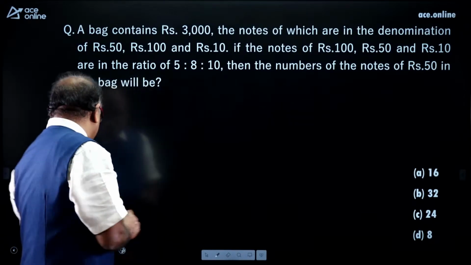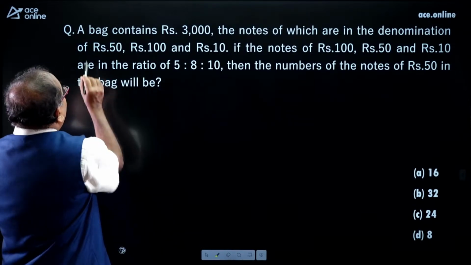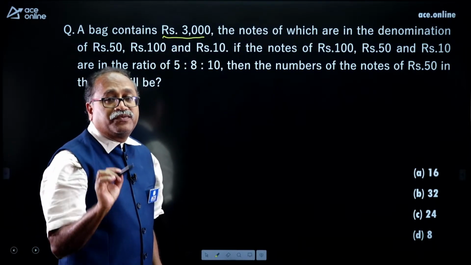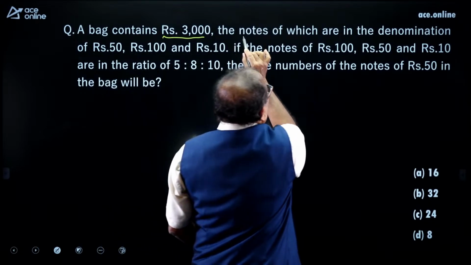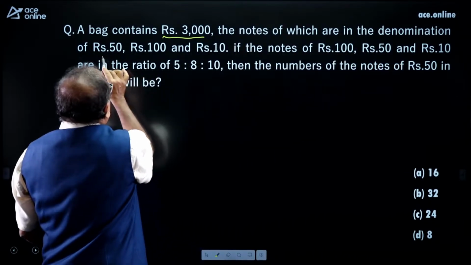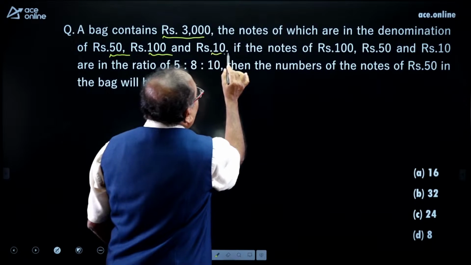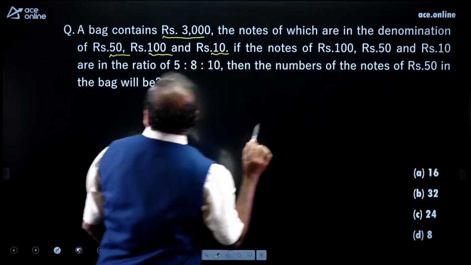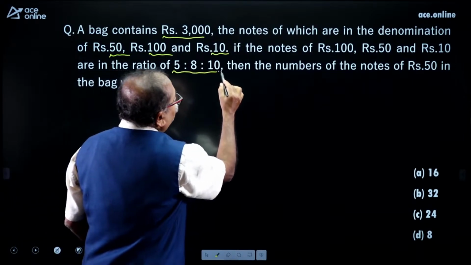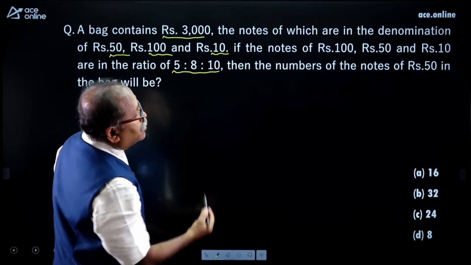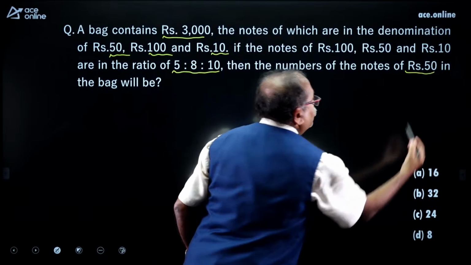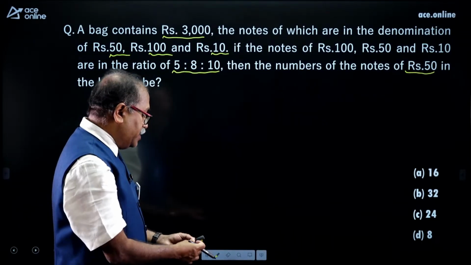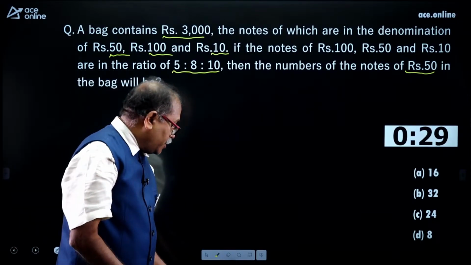Let's answer this question now. Here, a bag contains rupees 3000. You know that this type of question comes in the exam. The notes in the denomination of rupees 50, rupees 100 and rupees 10 are in the ratio of 5:8:10. Then find the number of notes of rupees 50. Very common question, a basic prelim level question. Answer it, my dear friends. 30 seconds for you. Come on.